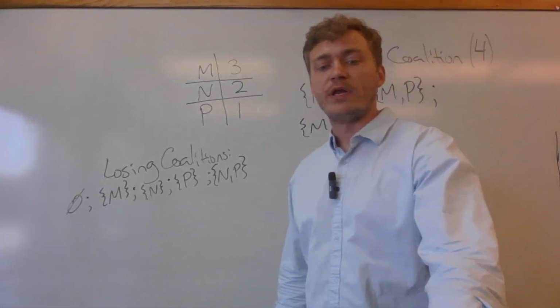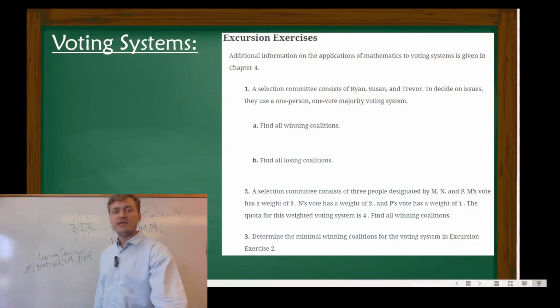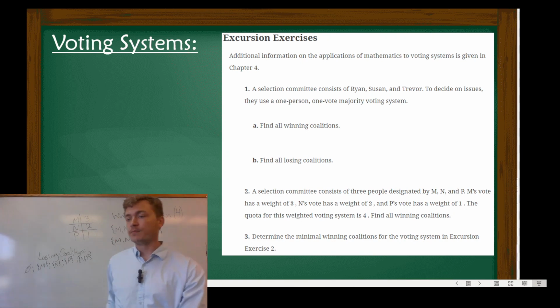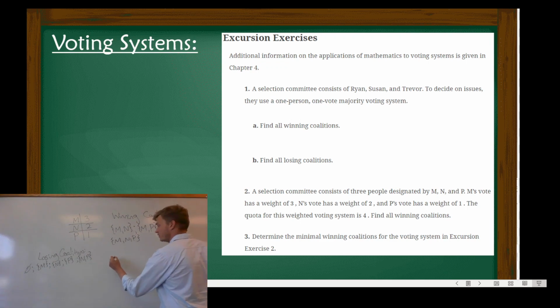Here are our winning coalitions. Now, are there any of these that are minimal for number 2? Right? That is, it just says find all winning coalitions, but can we determine the minimal winning coalitions that we just found for our example? What can we come up with there? Right? If you take one of them out, that it's no longer a winner. So for number 3, minimal winning coalitions.